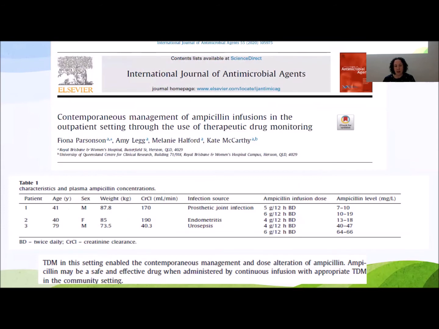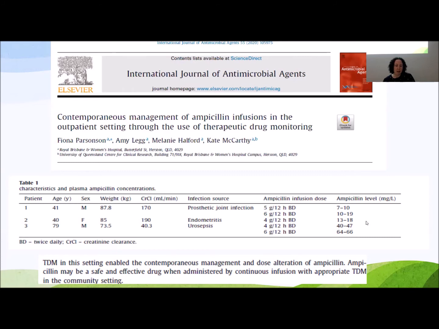Now, this paper here is about ampicillin, and this was after there were a few case reports showing clinical efficacy of infusions in the community without drug levels. So we had 3 patients of differing conditions, of which we put on BD infusions and then took levels every 24 hours in the community.